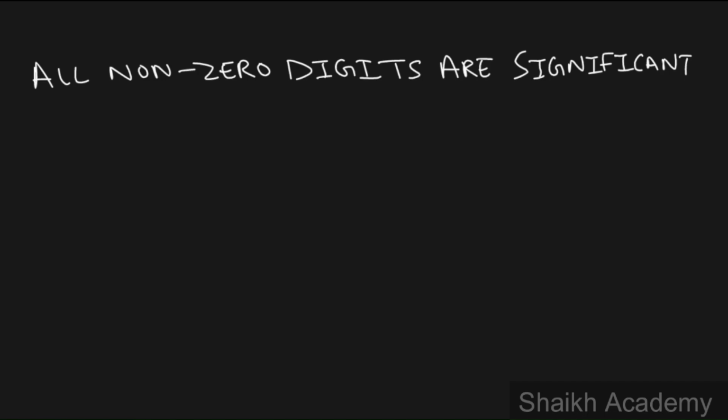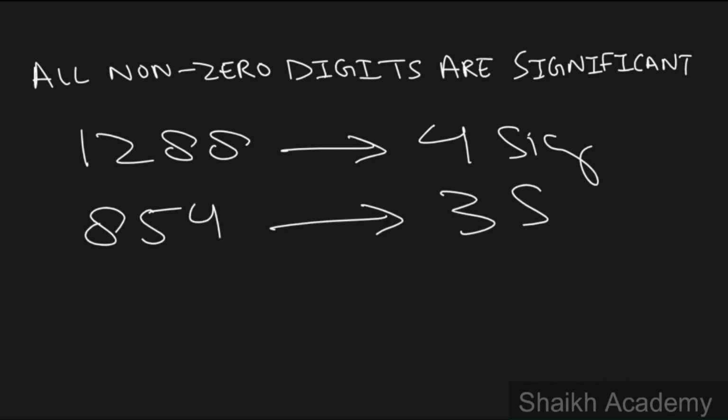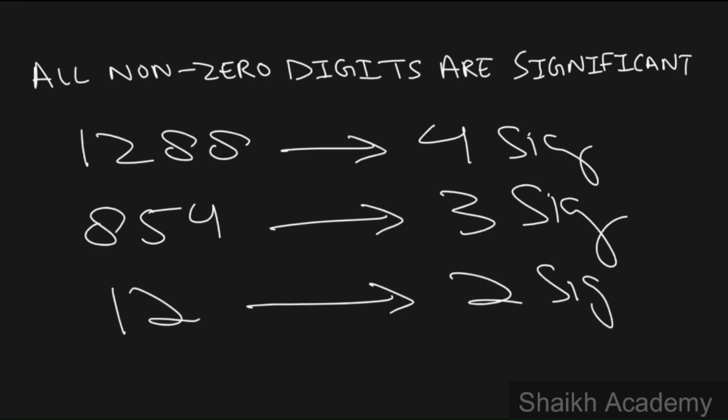In this video, we'll have a quick review for significant figures. Rule number 1. All non-zero digits are significant. For example, 1288 is 4 significant figures. Similarly, 854 is 3 significant figures and 12 is 2 significant figures.